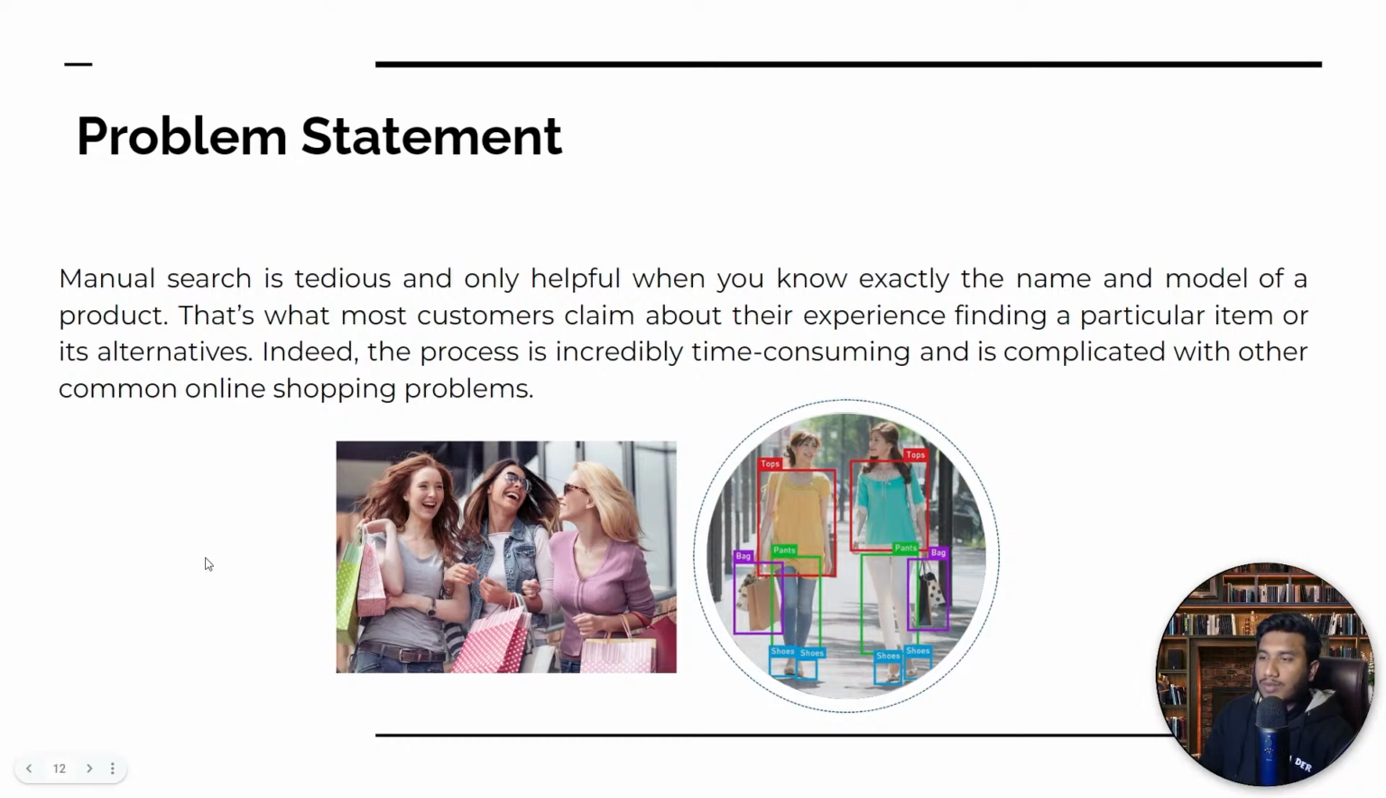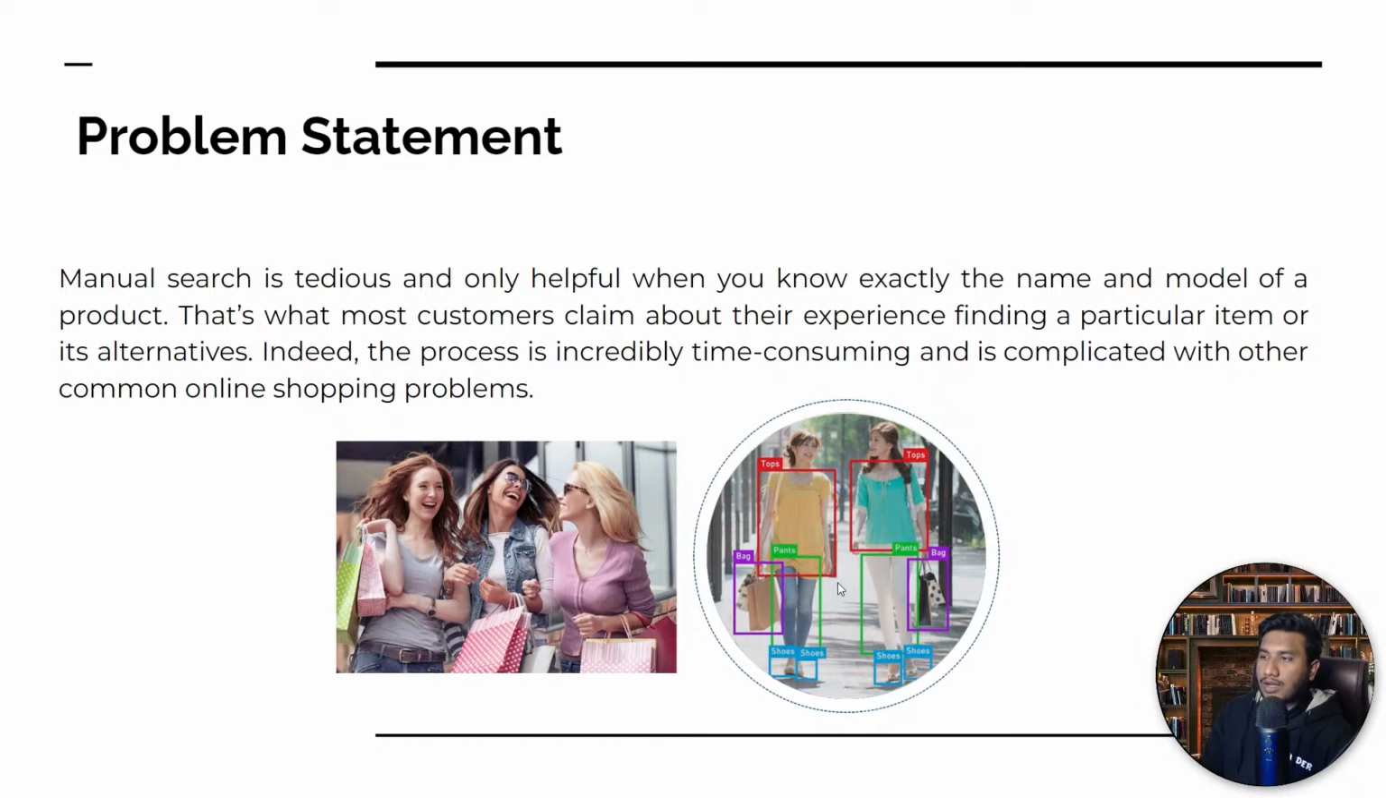So what is the problem here? If you see these two images, in the first image it would be very hard for you to tell what the actual name of this cloth is, and what things they are wearing. But in the second one it would be very easy for you to tell the name, because everything is labeled here.